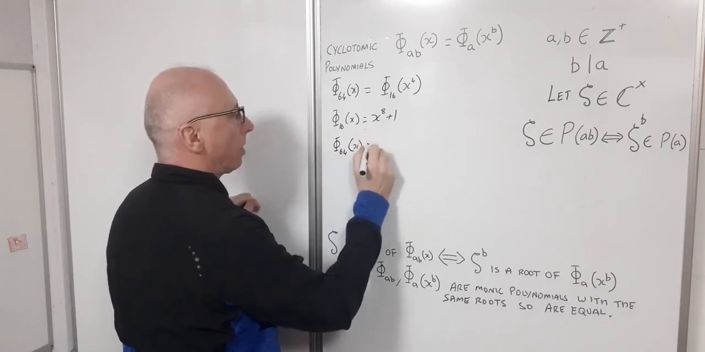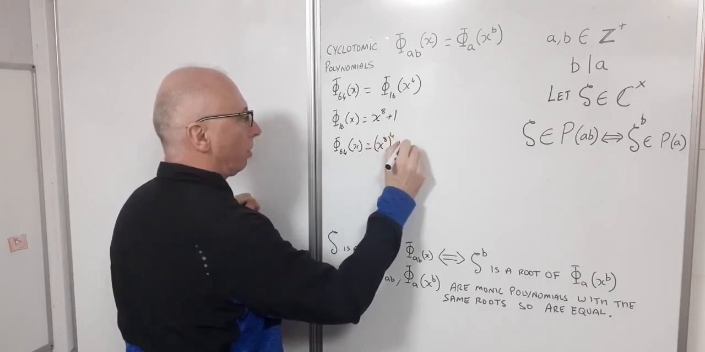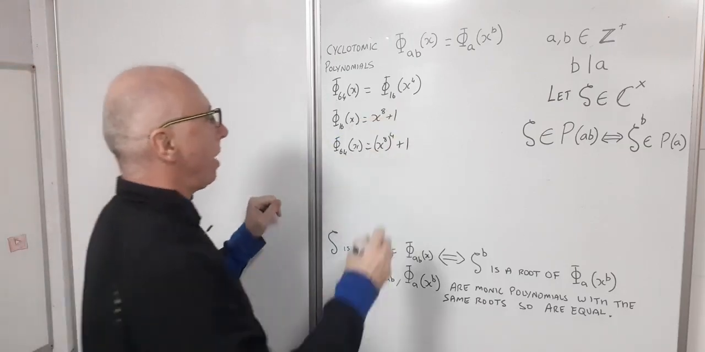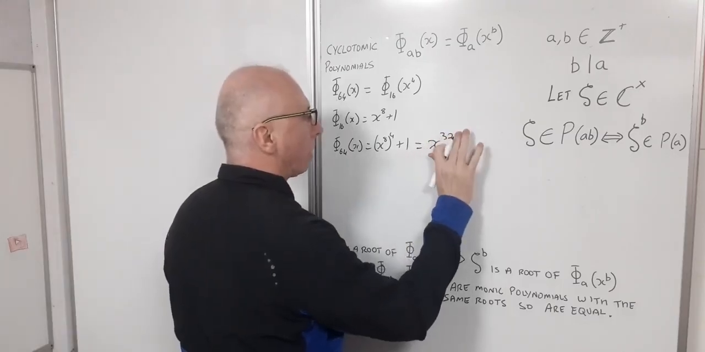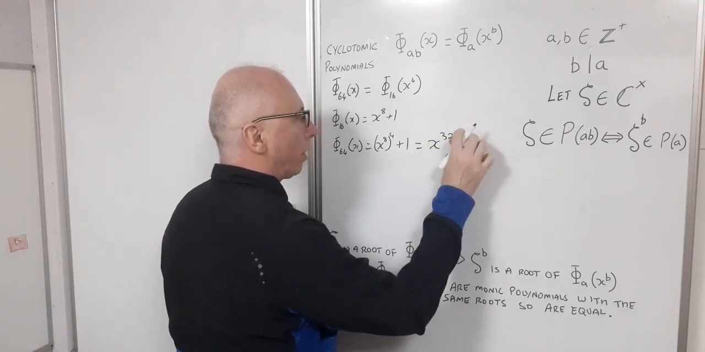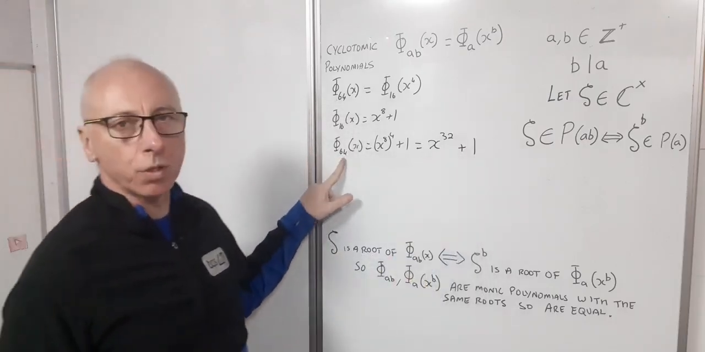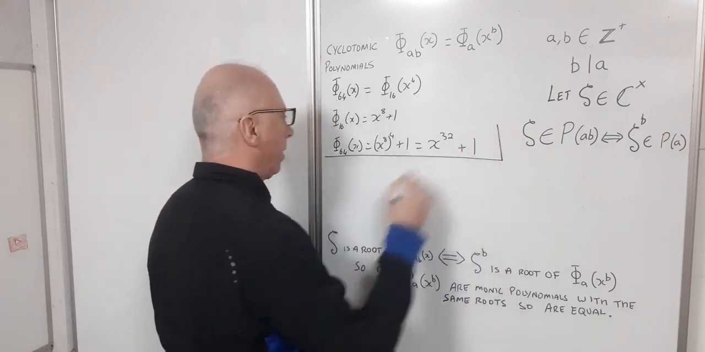That equals this to the power of 4 plus 1. So hence put in x to the power of 4. So then that would equal x to the 32 plus 1. And that would be our cyclotomic polynomial for 64. So that's that result there.